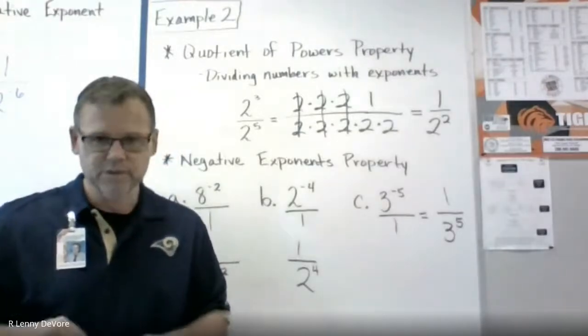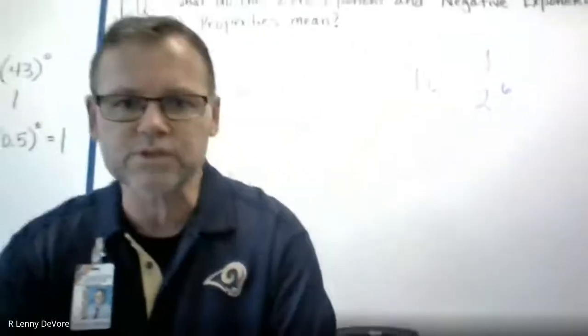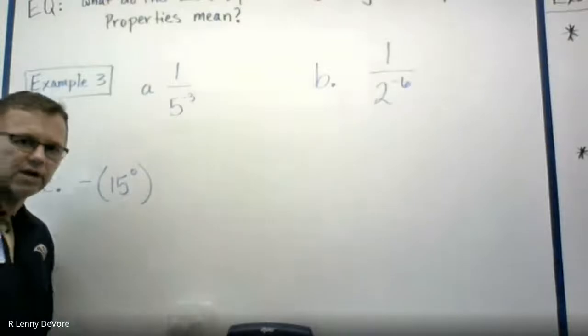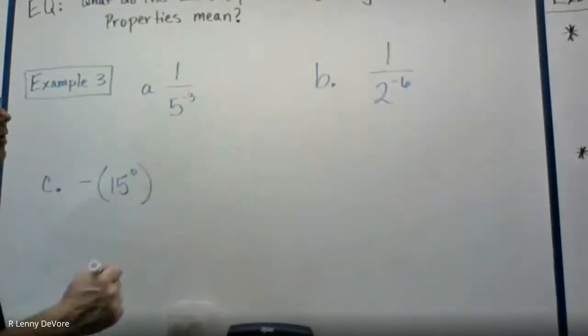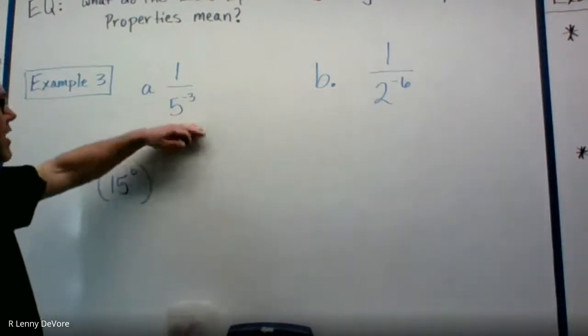Any of the stuff you don't understand, you need to ask me questions on when we come into class. Okay, so now we'll go to example 3. Example 3 here is talking about when it's on the bottom. This is the same as what we just went through. I've got a negative exponent.